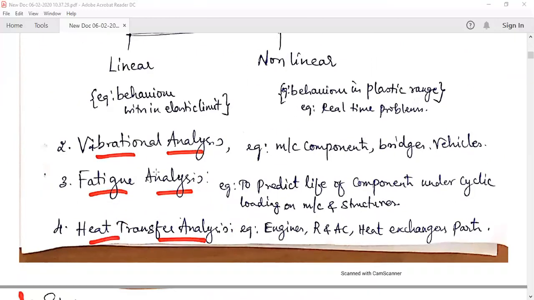Next comes vibration analysis. This is the topic of interest today. In this video, typical vibration analysis actually falls in the purview of different machine components, whether it's machine tools, different rotating machines, engines, structural members like bridges, vehicles, and so on. Then fatigue analysis. In order to predict the life of the component under different kinds of cyclic loading, when the load varies with time and is not constant, we call it fatigue analysis.